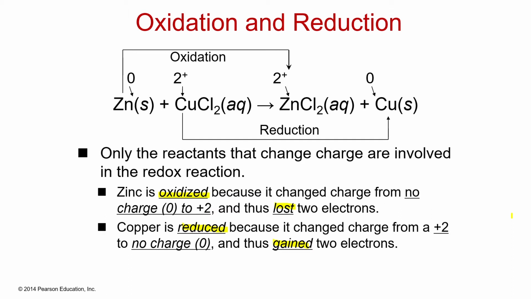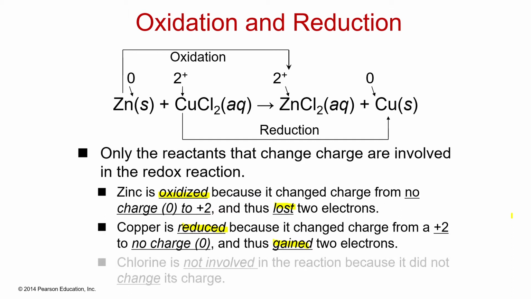The other species here is the chloride ion, but notice that in this case, chlorine starts out as a -1 charged chloride ion, and it finishes as a -1 charged chloride ion. So therefore, chlorine as an element is not involved in the reaction. It did not change its charge. It's the equivalent of what we would call a non-participating or a spectator ion.